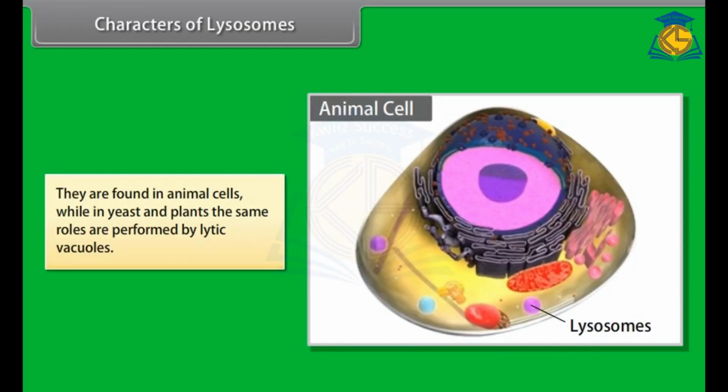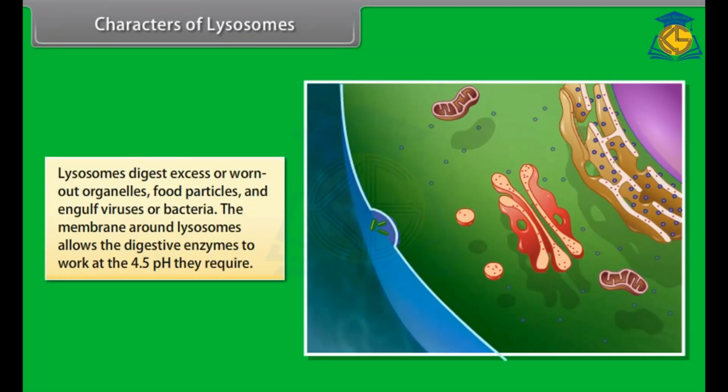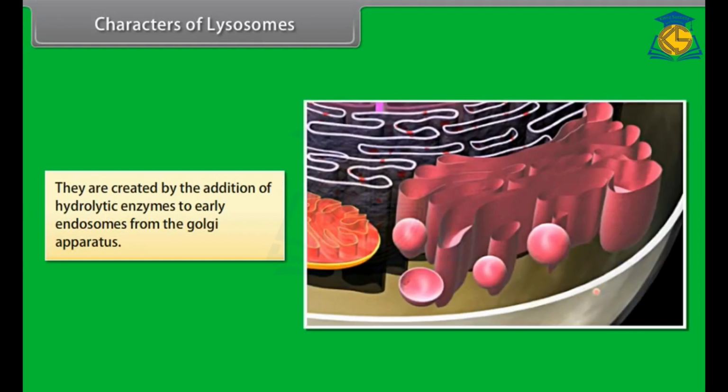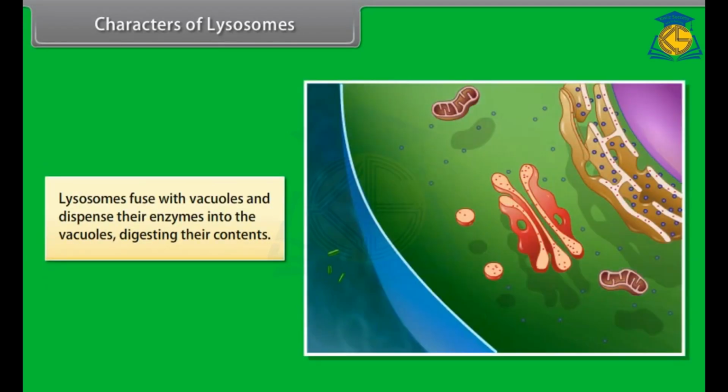They are found in animal cells, while in yeast and plants, the same roles are performed by lytic vacuoles. Lysosomes digest excess or worn-out organelles, food particles, and engulf viruses or bacteria. The membrane around lysosomes allows the digestive enzymes to work at the 4.5 pH they require. They are created by the addition of hydrolytic enzymes to early endosomes from the Golgi apparatus. Lysosomes fuse with vacuoles and dispense their enzymes into the vacuoles, digesting their contents.